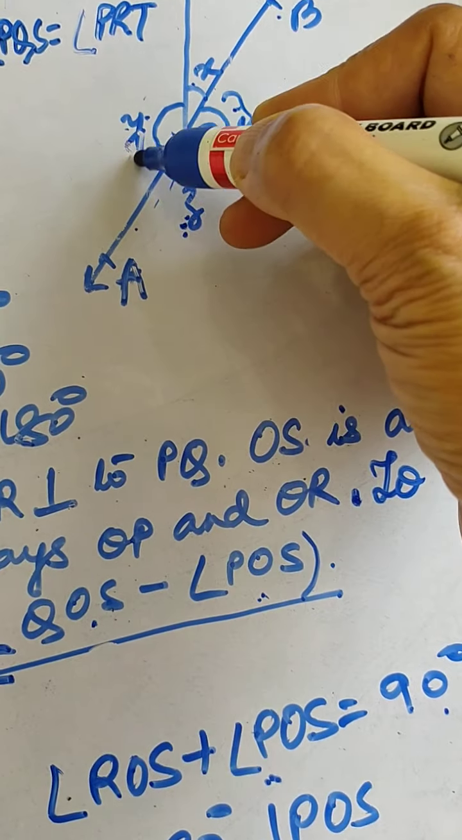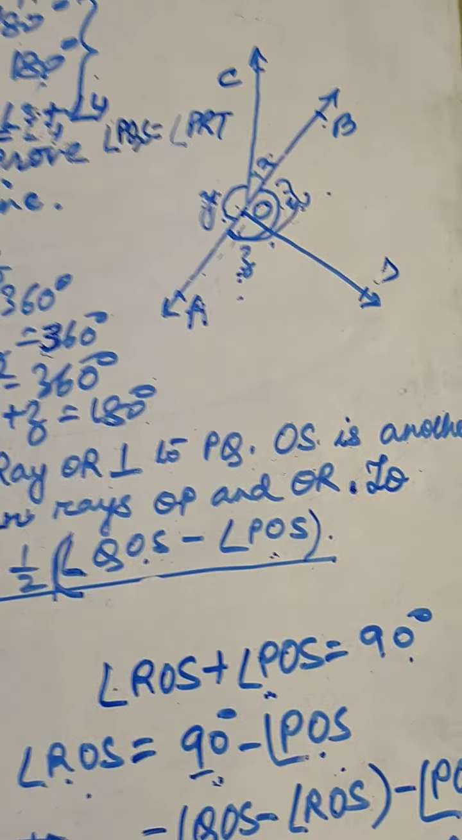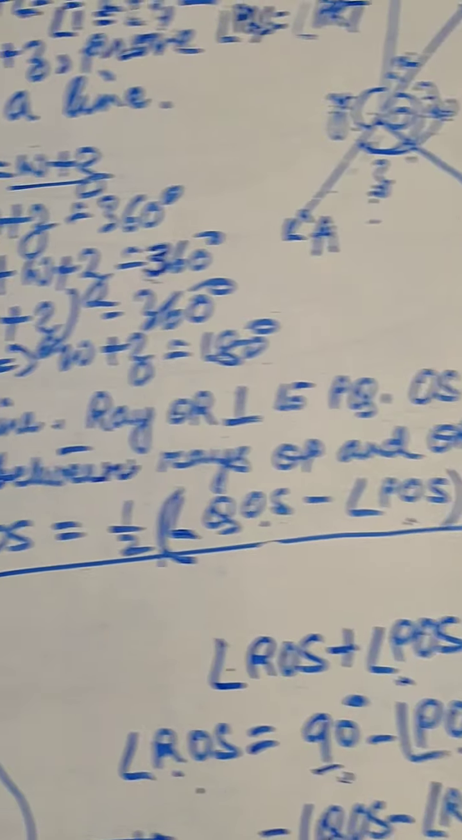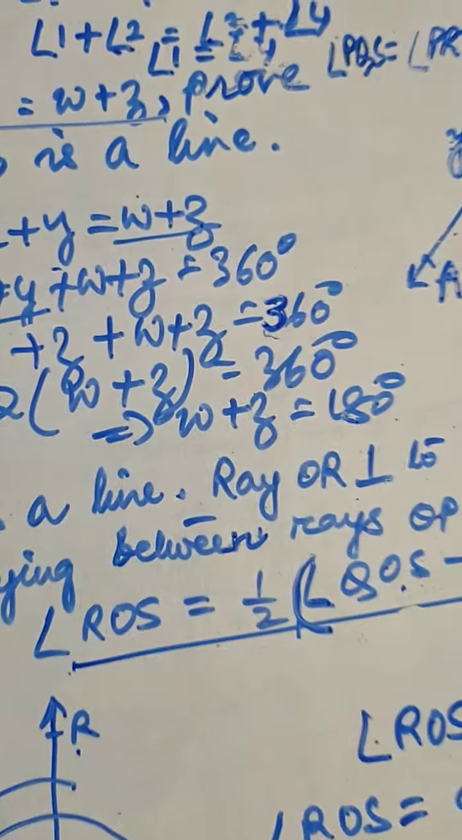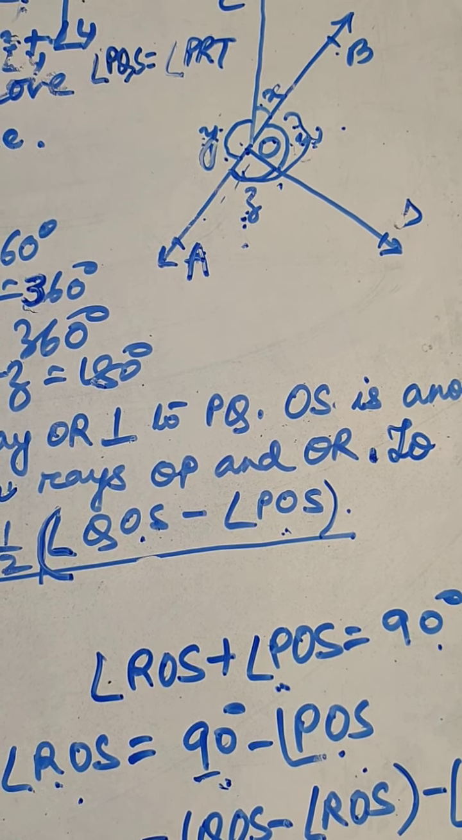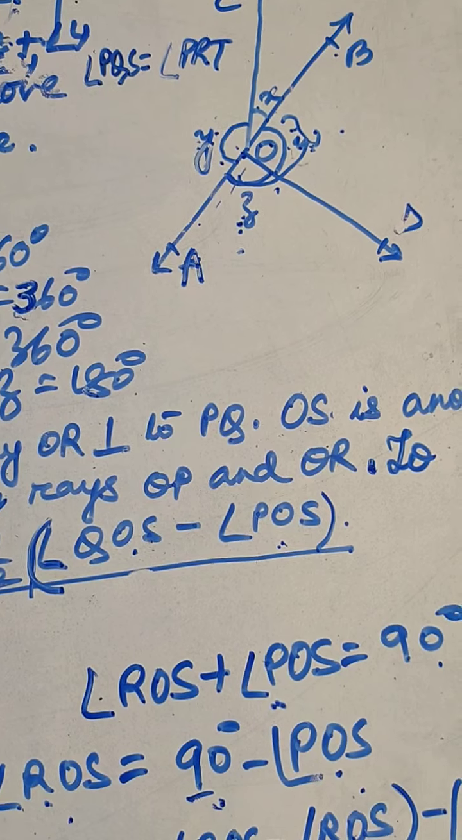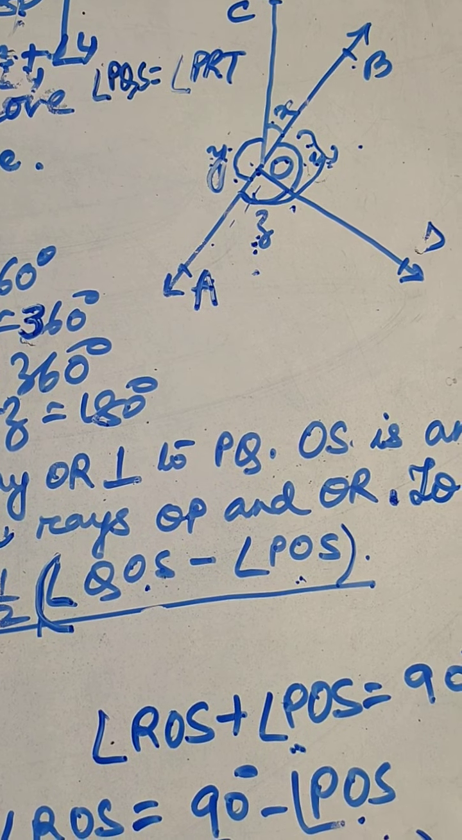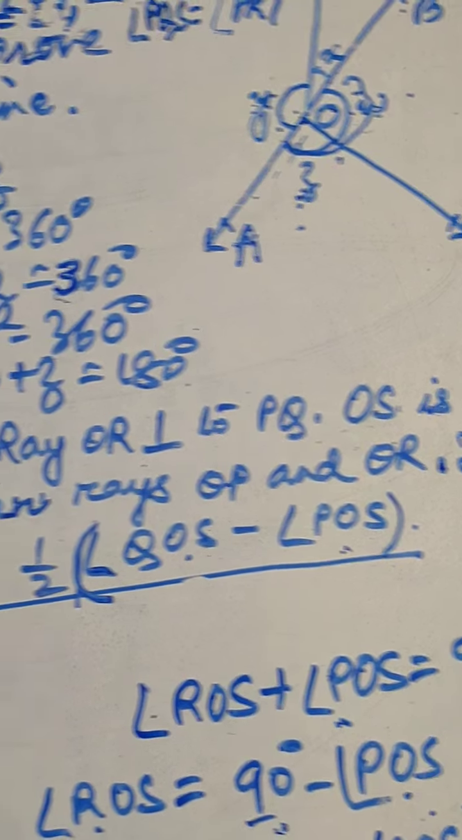Now we have the angles here x, y, w and z. And the condition has been given as x plus y equal to w plus z. This is the condition. Now what type of angles are x, y, w, z? We can say these are all angles round a point O. So we can say x plus y plus w plus z gives us 360 degrees.